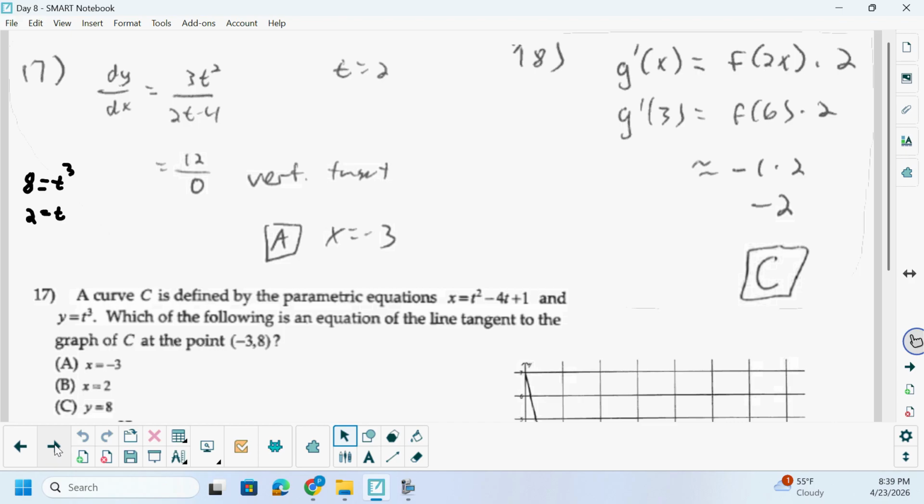When you put that in for t, you get an undefined slope, meaning we have a vertical tangent line. Vertical lines have the equation x equals something. The x value of our point we are going through is negative 3, so x equals negative 3.